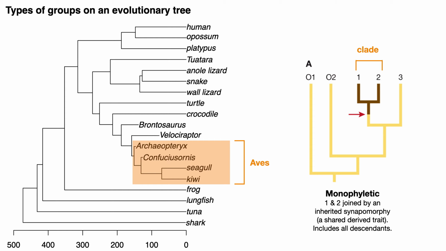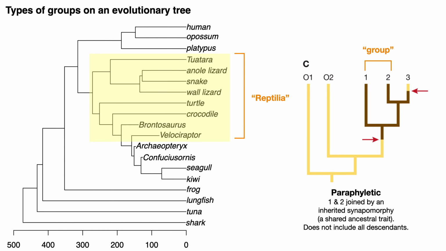Shared primitive traits aren't helpful for being able to recover these. So for example, here, a classic group that we always talk about with air quotes today is a group that we call reptiles. The reptiles that I've boxed off on this tree include living reptiles as well as some extinct Mesozoic dinosaurs. The problem is that this doesn't include all of the descendants of that hypothetical ancestor at the bottom of the reptile node.